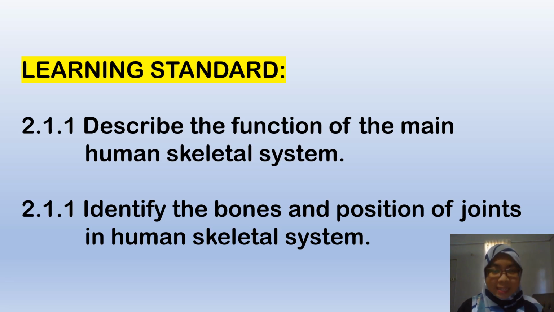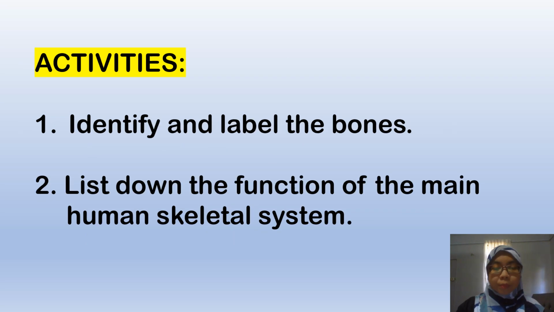So for this lesson, what you must know is, first, you must know to describe the function of the main human skeletal system. Second, you have to know and identify the bones and the position of joints in the human skeletal system. Our activities for today are, first, identify the bones and label them. Second, list down the function of the main human skeletal system.